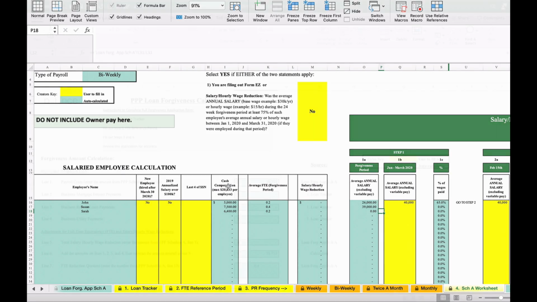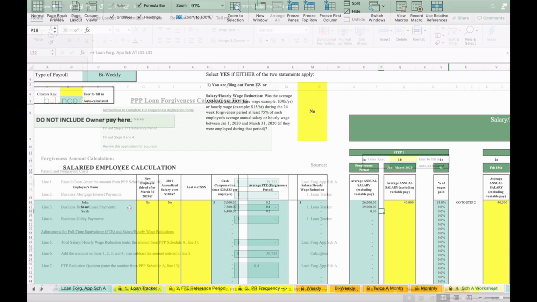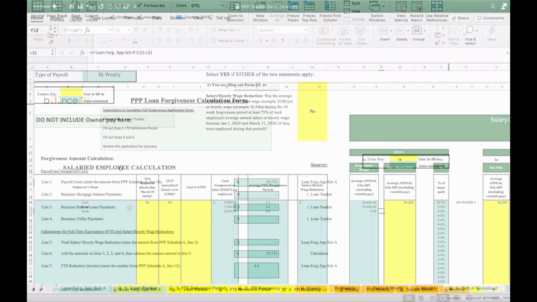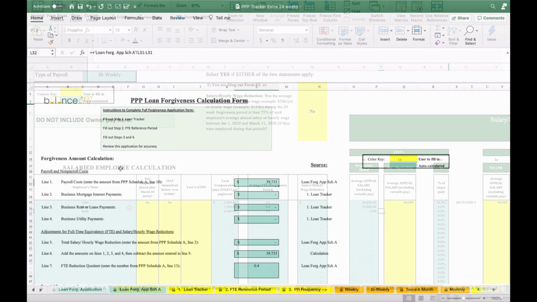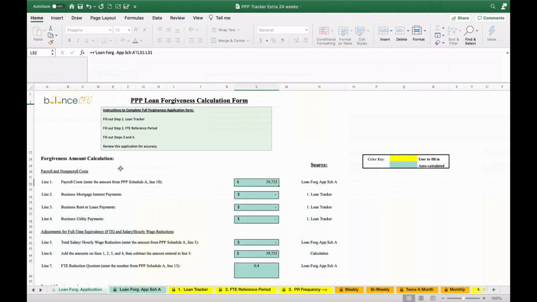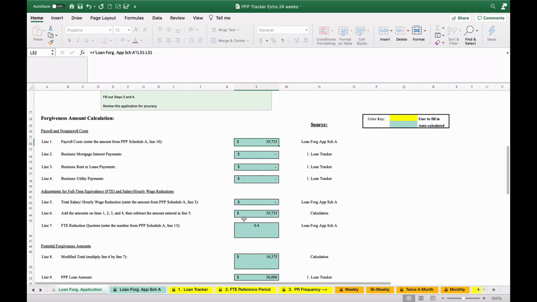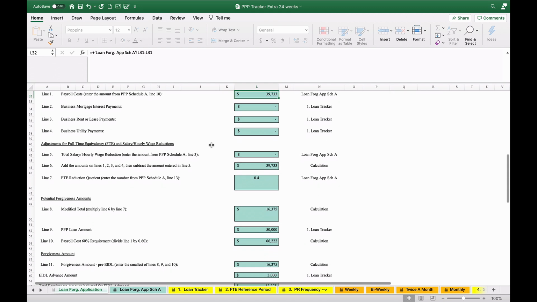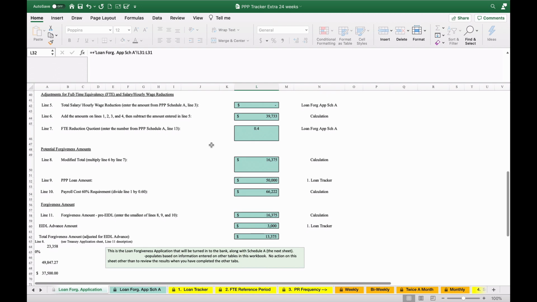Okay, and then same thing, you're going to do the exact same thing for max down below for the entire application, which is to go back to the calculation form. So make sure everything looks okay, make sure everything's pulling in okay. Make sure that it looks reasonable to you. So it should show you your payroll costs and any other costs that you had.